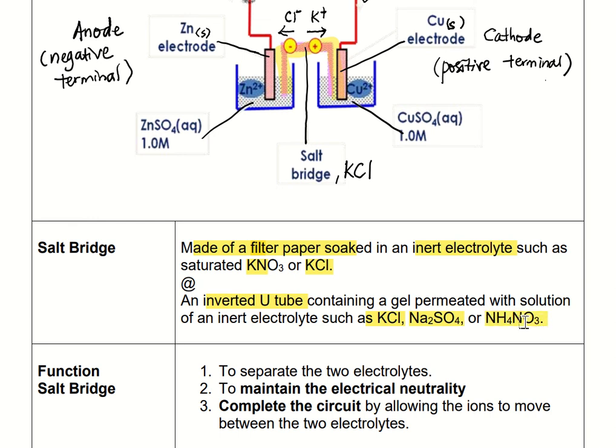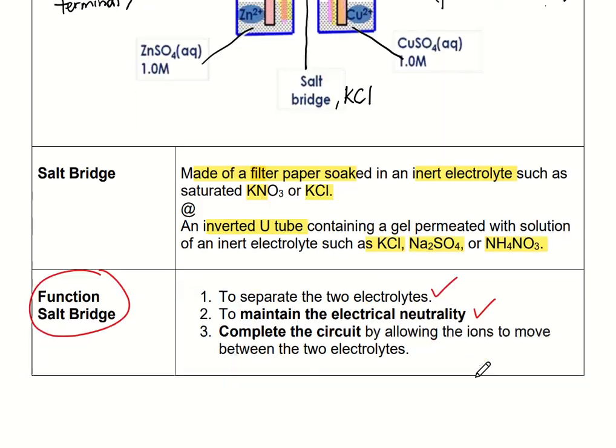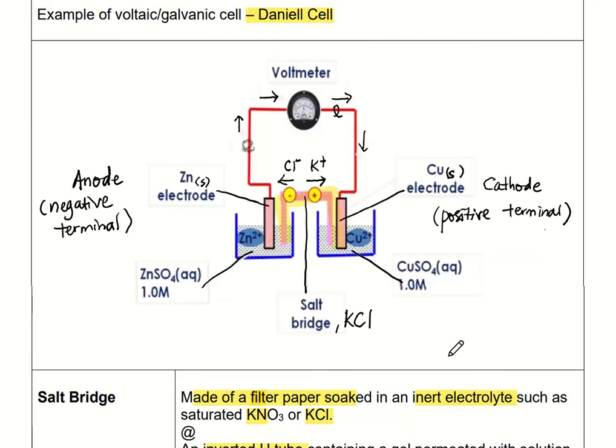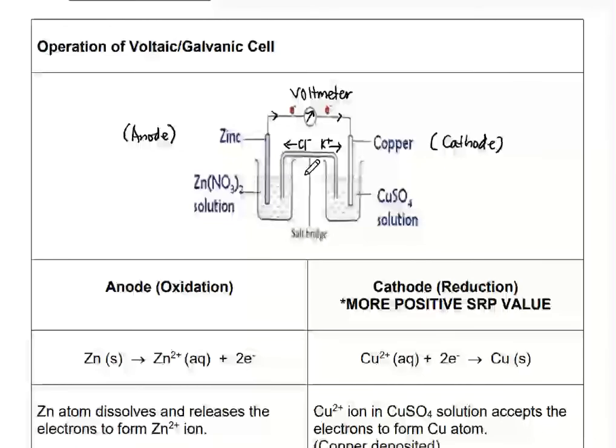Okay, so if the question asks you what is the function of the salt bridge, you can say that it is to separate the two electrolytes, to maintain the electrical neutrality, and the next one is to complete the circuit by allowing the ions to move between the two electrolytes. So this is the function of the salt bridge. Bila ada salt bridge kat sini, kita ada proses, okay, operation dia.